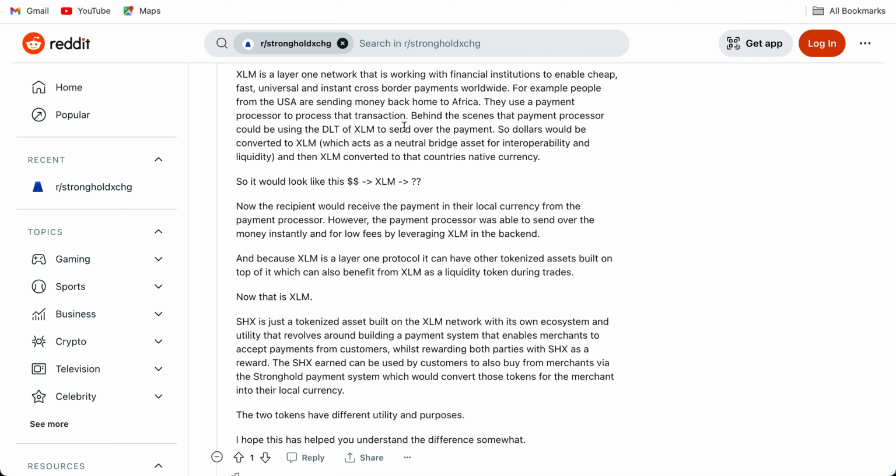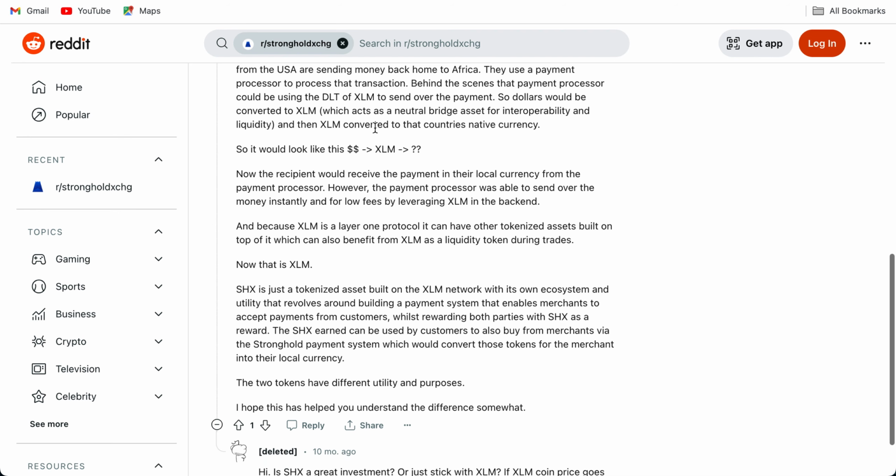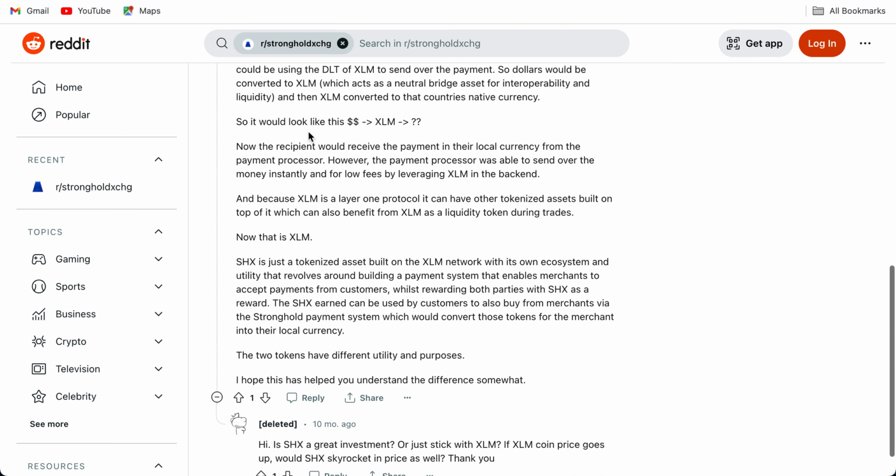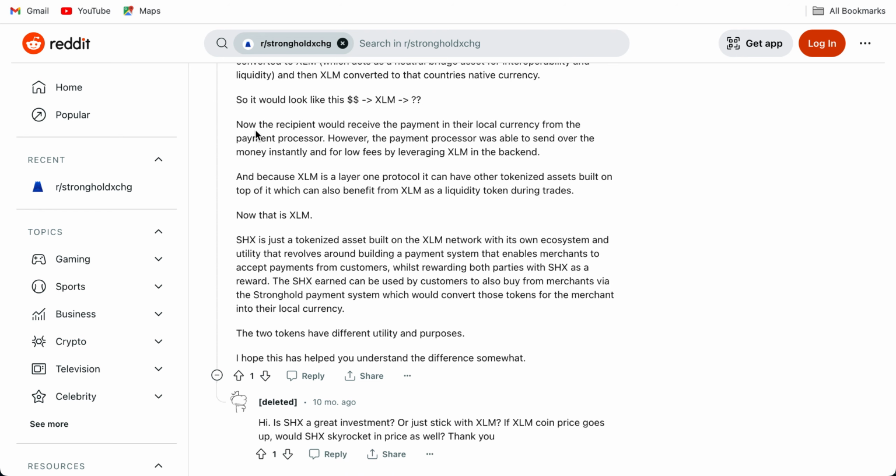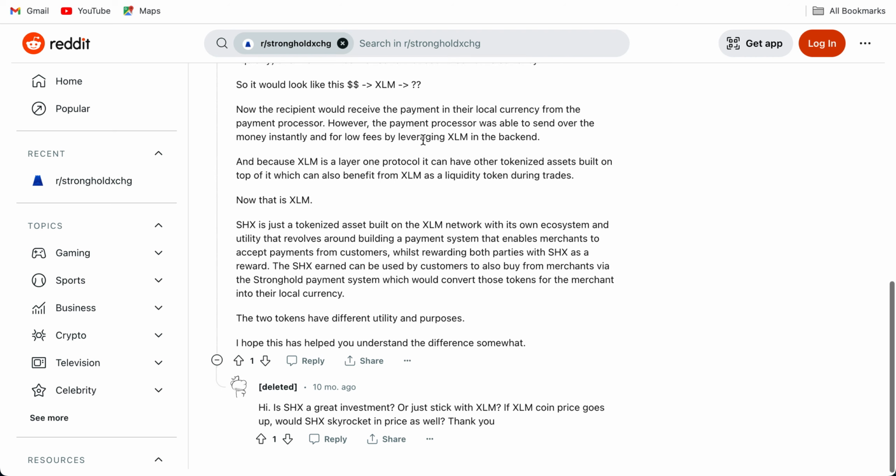The money being sent converts to XLM, and in an extremely fast manner XLM converts back to the native currency, because XLM is providing the liquidity and interoperability. So it would look like this: dollar converted to XLM and converted to native currency. Now the recipient would receive the payment in their local currency from the payment processor.